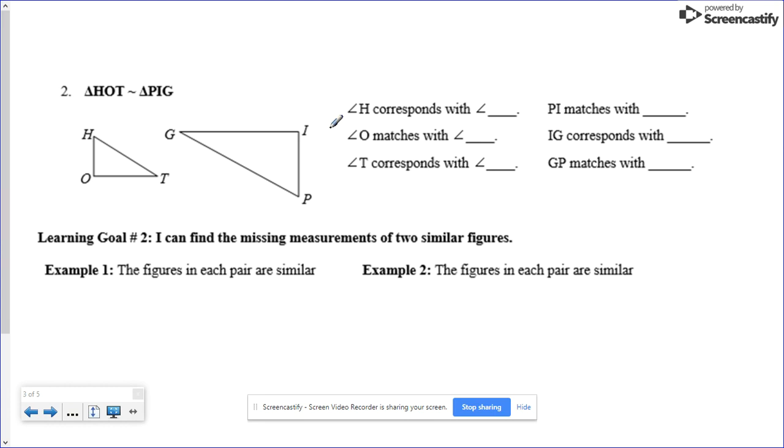Okay, so now we're moving on to learning goal number 2. I can identify the missing measurements. This is where your fishy problems are going to come in. I'm going to turn my paper over. Both of these examples are actually on the next side of your paper, so you'll have to flip it over. But this is where you're going to set up a fishy problem.